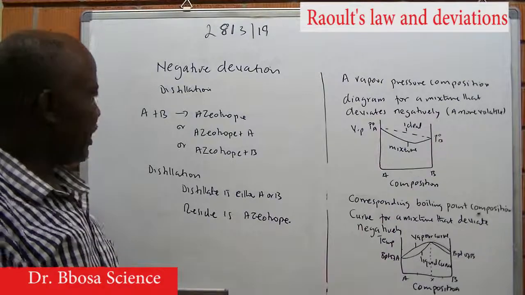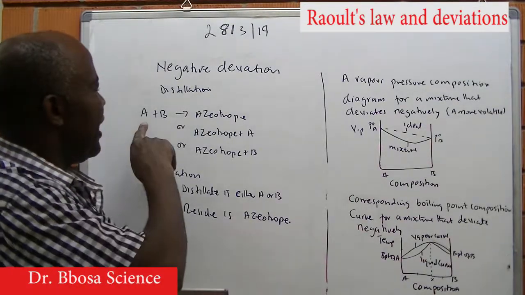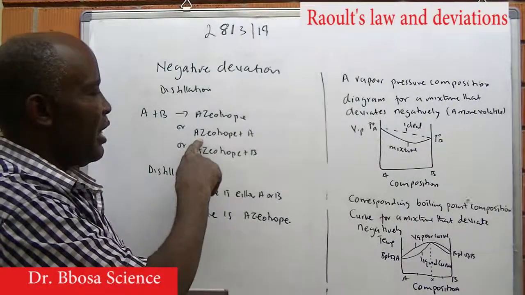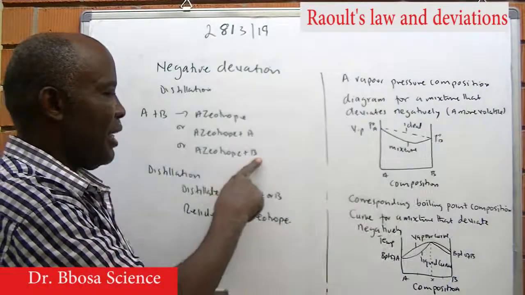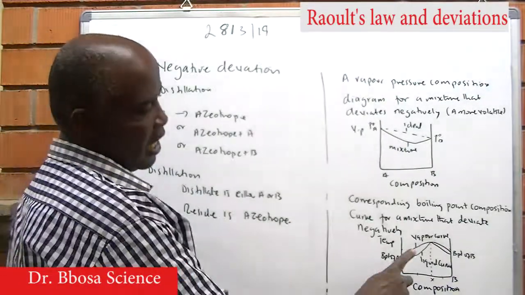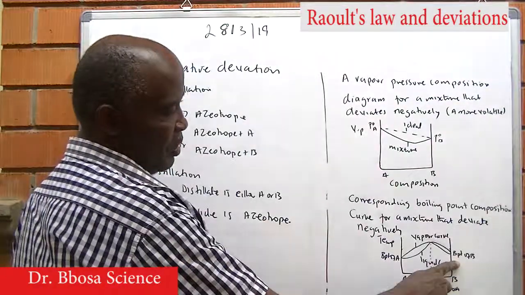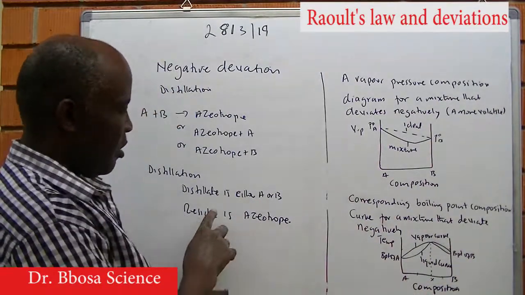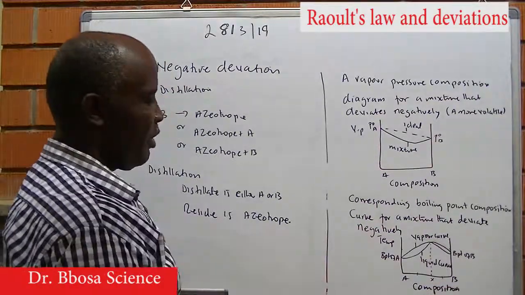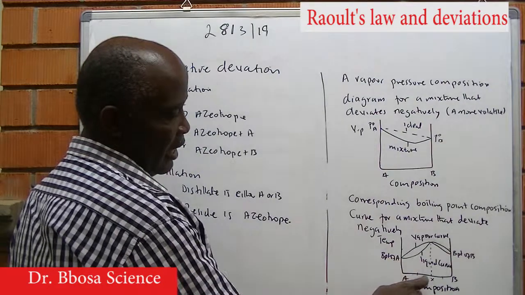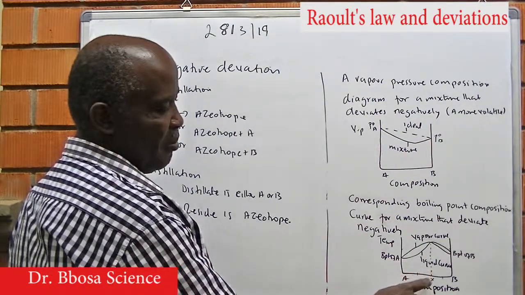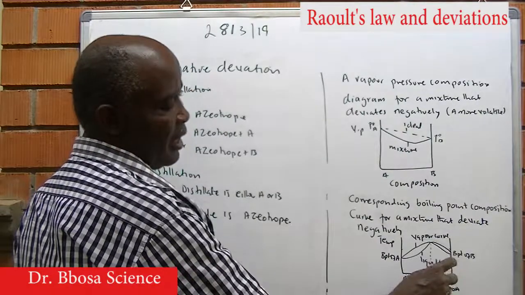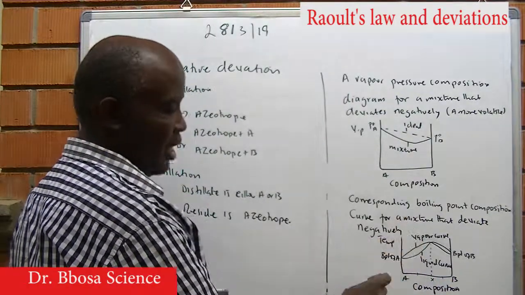On distillation, before you consider distillation, remember that when you mix A and B, you may end up with azeotrope alone, or azeotrope and excess A, or azeotrope and excess B. Since the azeotrope has a higher boiling point than either A or B, the distillate is either A between X and A, or B between X and B. So when you distill any liquid of composition between A and X, the distillate will be A, the residue will be azeotrope. When you distill any liquid of composition between X and B, the distillate will be B, the residue will be azeotrope.